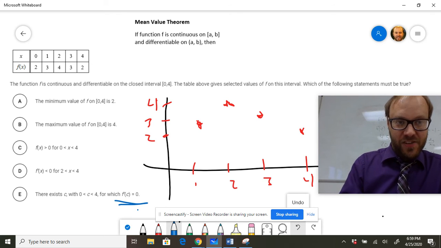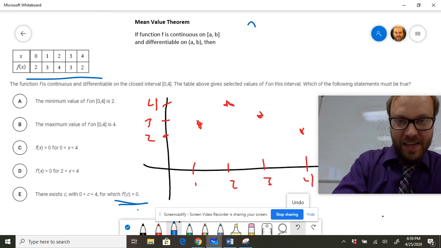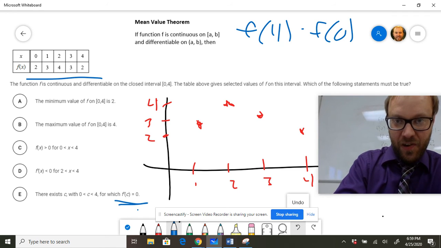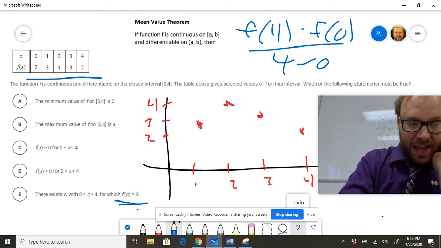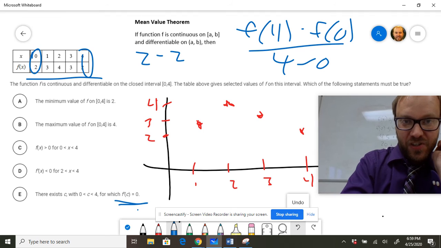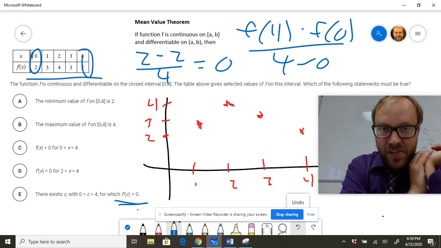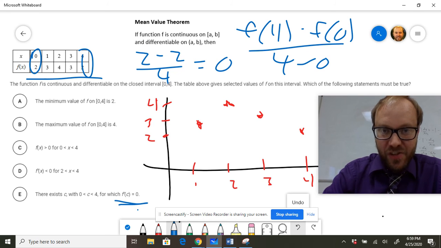And they were nice here because check it out. If we look at the interval between 0 and 4, if I take f of 4 minus f of 0 all over 4 minus 0, notice that f of 4 is 2 and f of 0 is also 2. So we're going to have 2 minus 2 over 4, and that's going to be equal to 0. So the average rate of change is 0 on the interval. Because the function is continuous and differentiable in the interval, it has to somewhere have a derivative that's also 0.